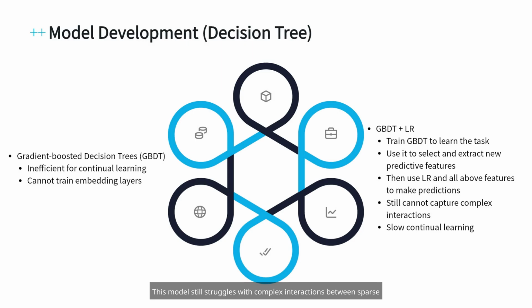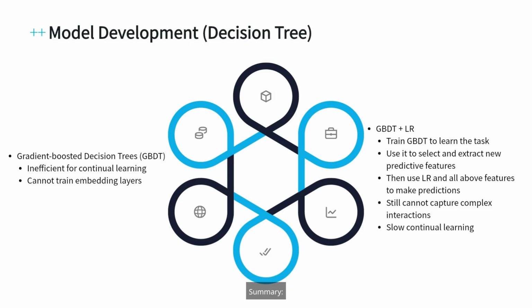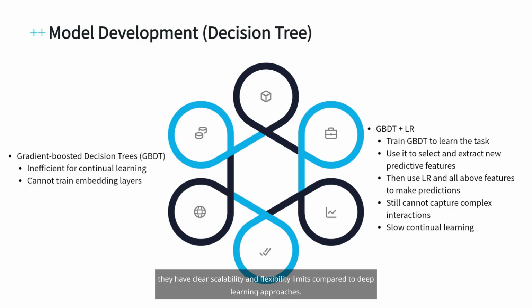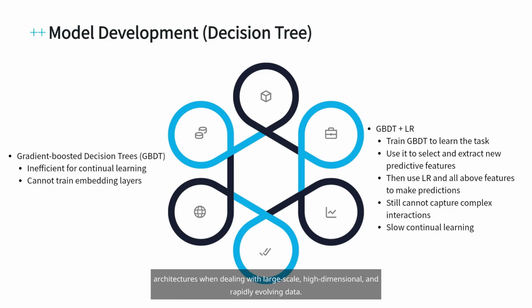This model still struggles with complex interactions between sparse or high-dimensional features, especially when embeddings would be more appropriate. Also, it's not ideal for fast continual learning, since GBDTs are static and hard to incrementally update. Summary. While GBDT and GBDT plus LR are very strong baselines in CTR prediction, they have clear scalability and flexibility limits compared to deep learning approaches. That's why many modern systems move toward neural network-based architectures when dealing with large-scale, high-dimensional, and rapidly evolving data.